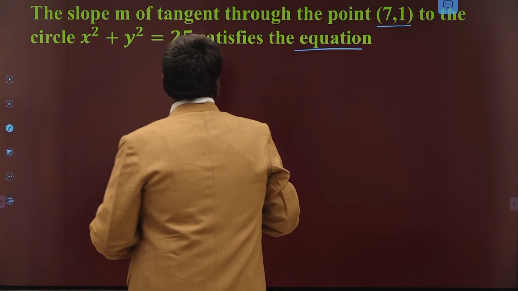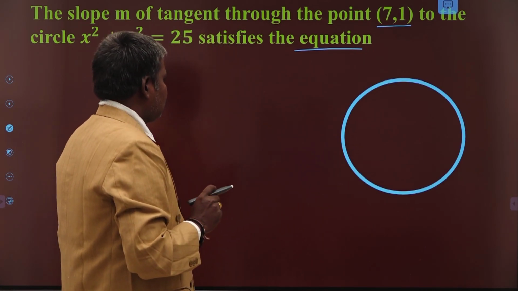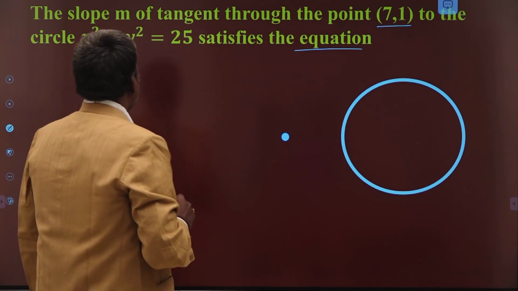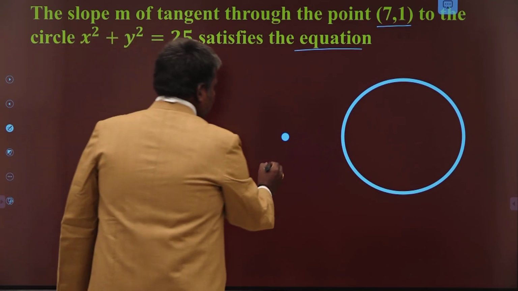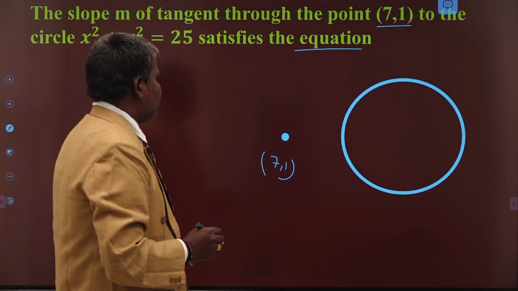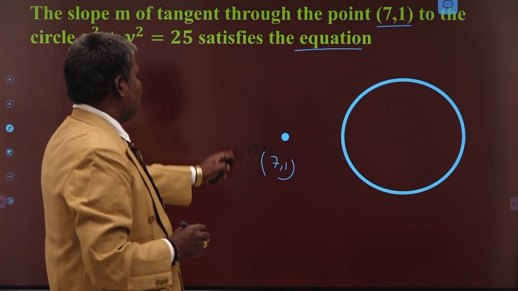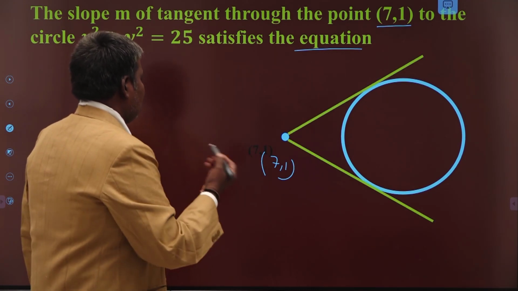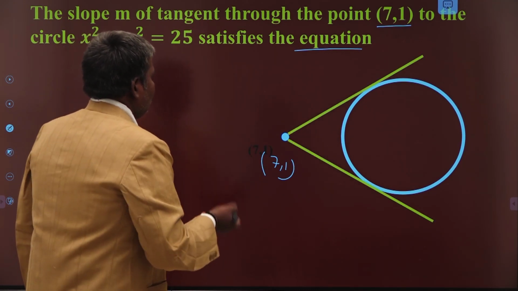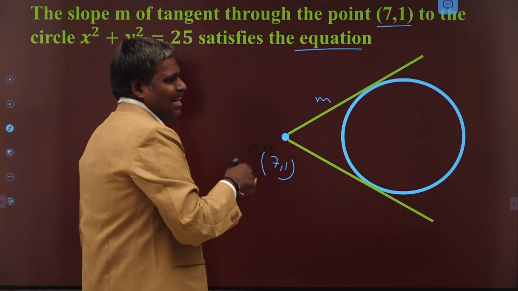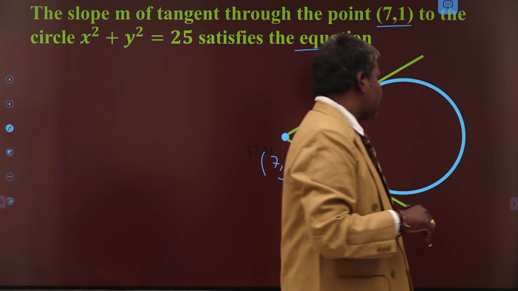Let us draw a small diagram for this one. This is the circle, x square plus y square equal to 25. Your point 7 comma 1. Because S11 is greater than 0, your point must and should be outside of the circle. Okay. This is the 7 comma 1. Understand? These are the two tangents drawn from the point to the circle. So its slopes are m. Then we have to find the equation satisfied by those m values.